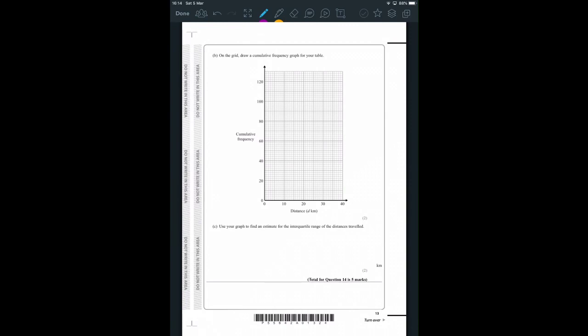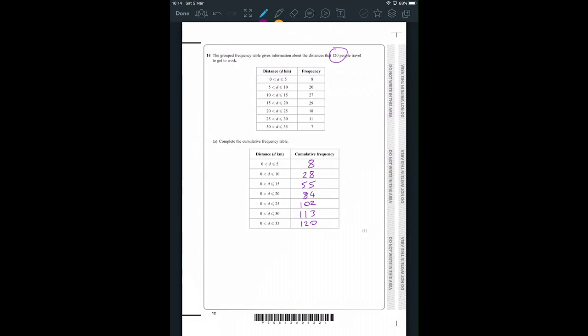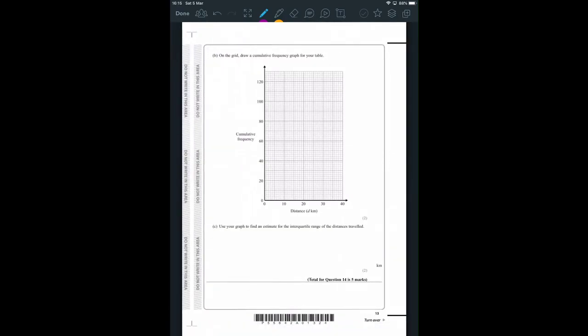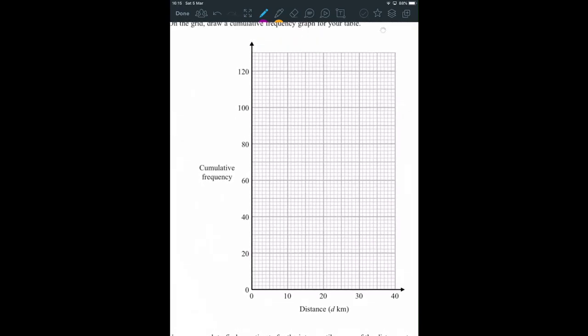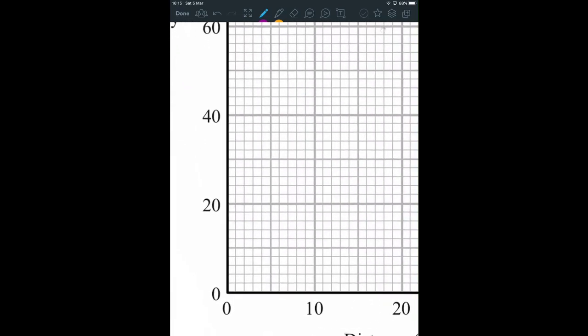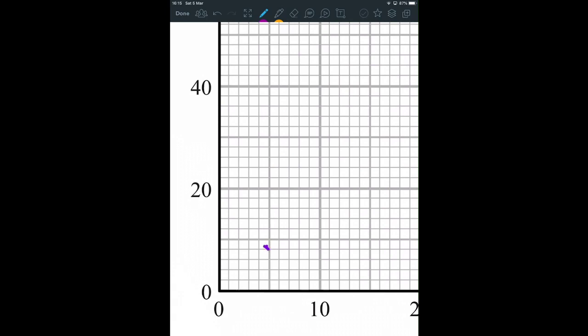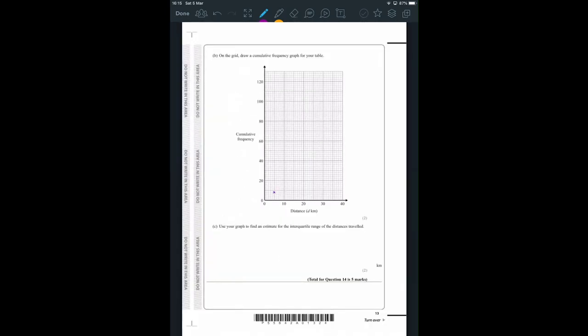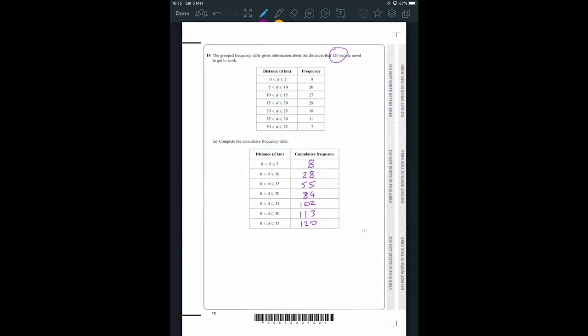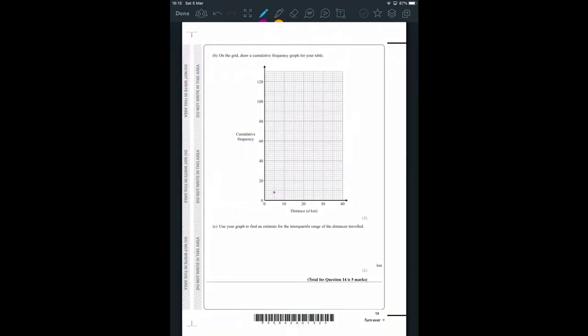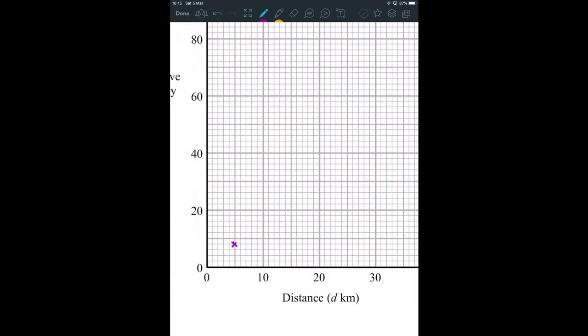Now we need to plot it. We plot at the end points. So we're going to plot that cumulative frequency of 8 at 5. So at 5 we have 8. It appears to be these squares which are going up in 2s. Then we've got 28 at 10. 28 is up there. 55 at 20.